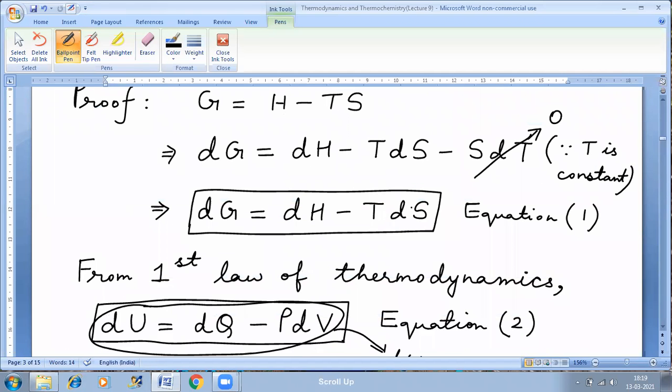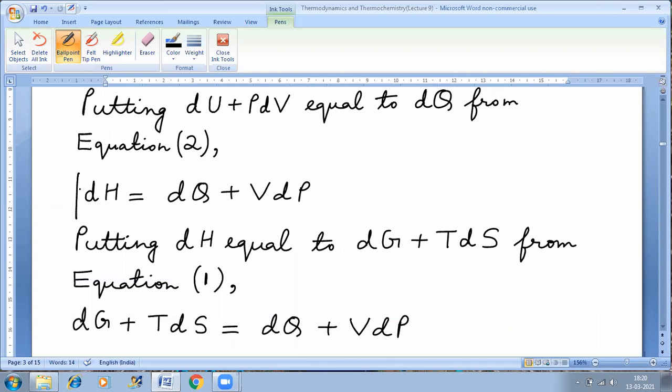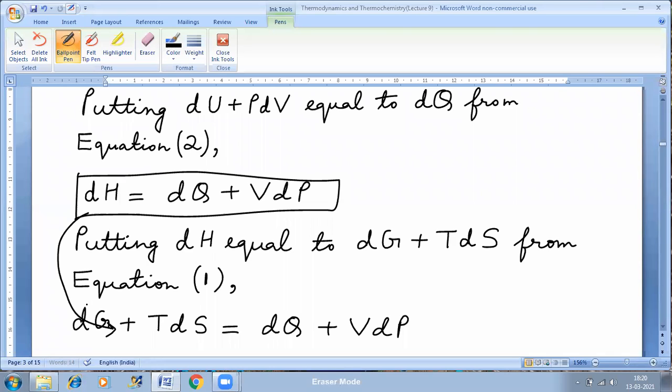If I go back to equation 1, from here we can write dH is equal to dG plus TdS. So dH is equal to dG plus TdS. I can put dG plus TdS here now. So in this equation, I put dH as dG plus TdS. So I'll get this.